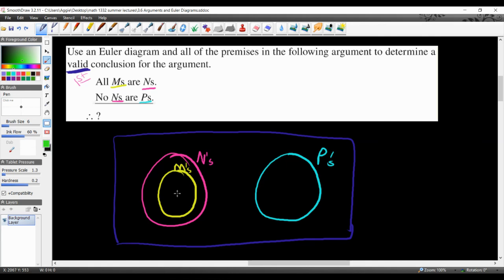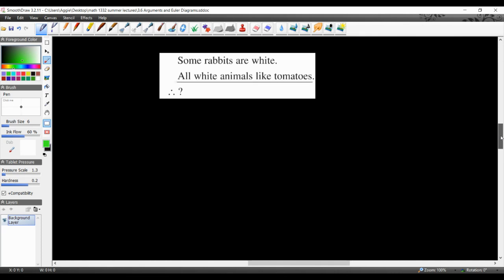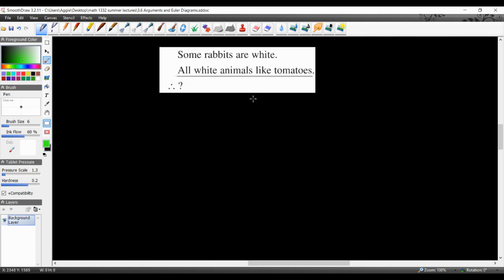Now let's say I put a dot right here in the middle. I know for sure that this is an M and it's an N. I also know that it's not going to be a P. Does that make sense? So I'm going to conclude, including all of what I have here, that since no N's are P's, no M's are P's either. And that's an example of a valid conclusion. We're going to try one more with a different quantifier.